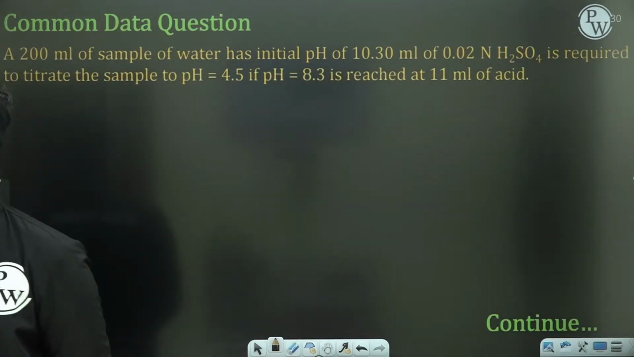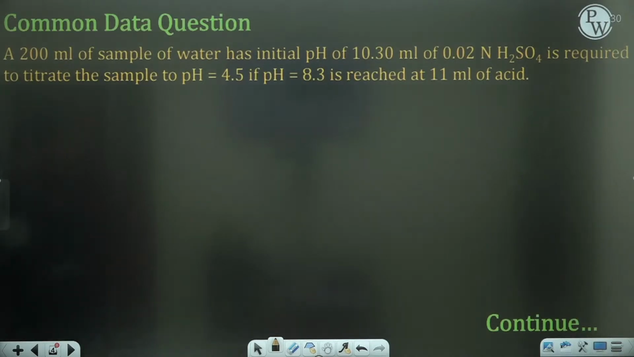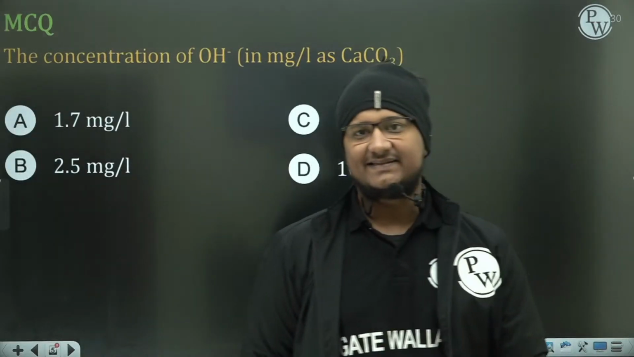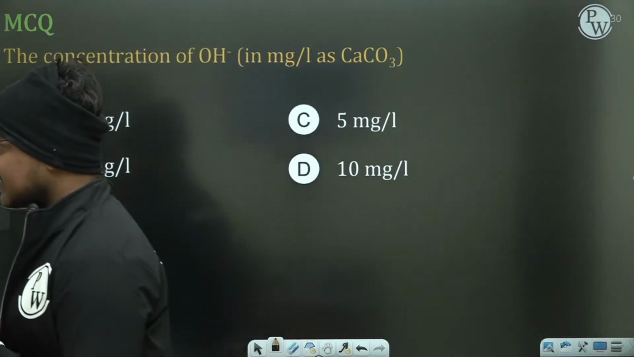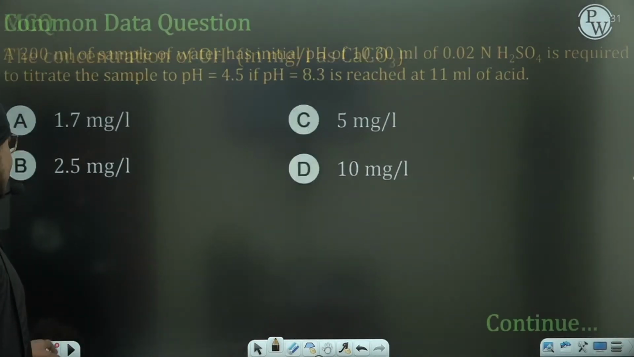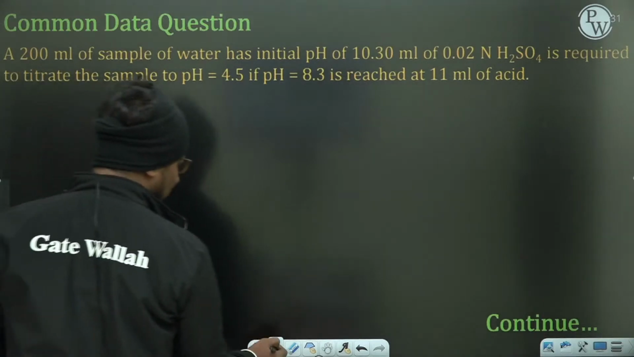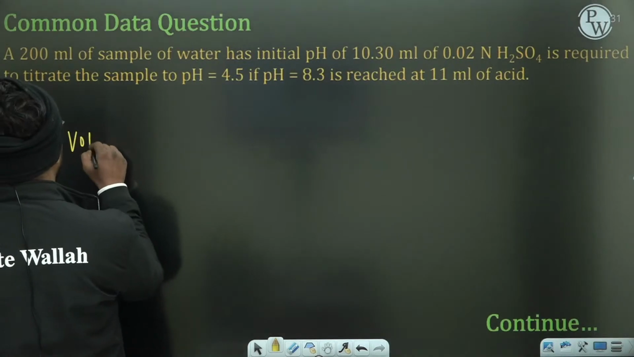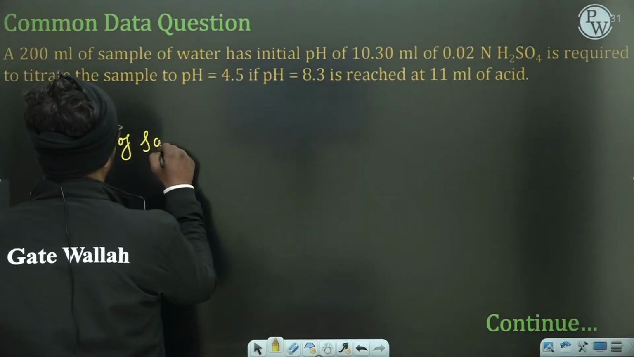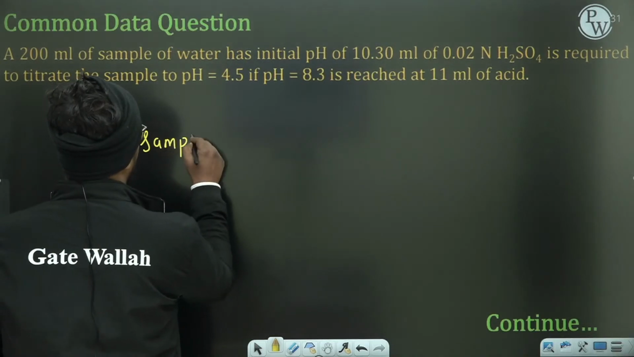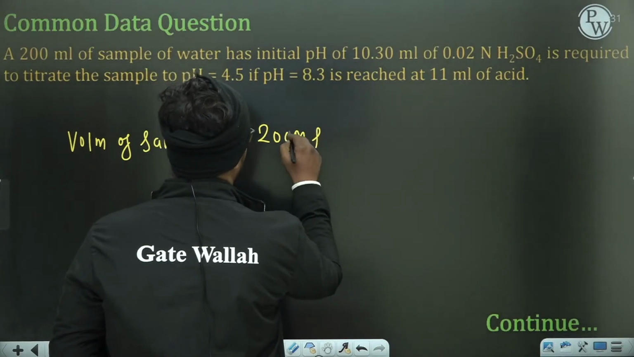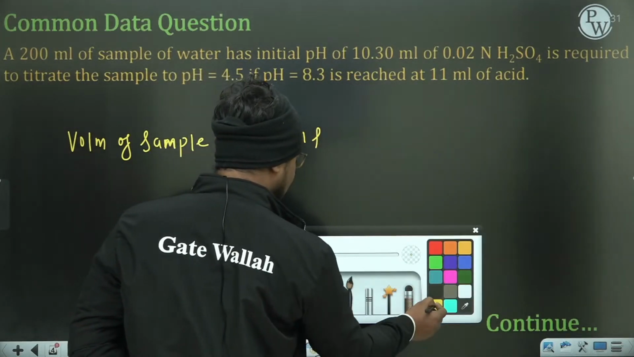Is the statement in the question clear to all of you? Now, what is the first thing they are asking in this question? The concentration of OH minus in milligram per liter as CaCO3. If you understand the question properly, the volume of sample is nothing but 200 ml.